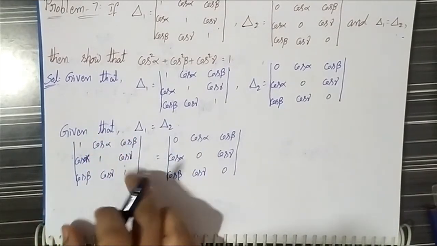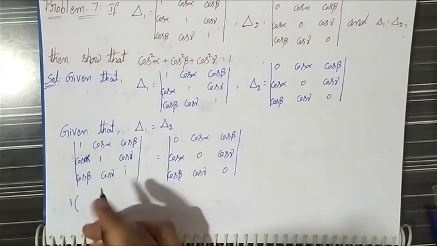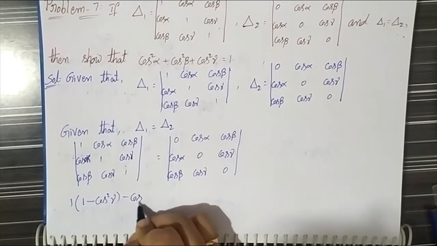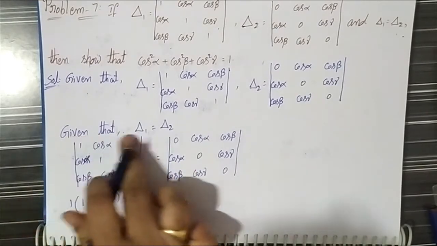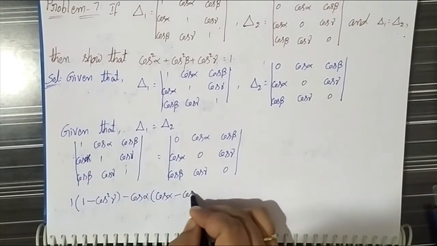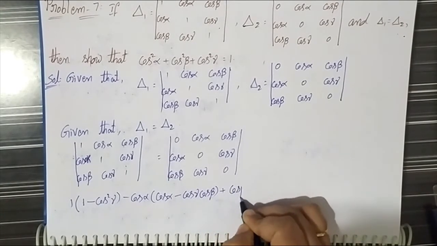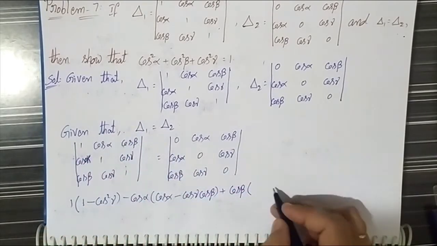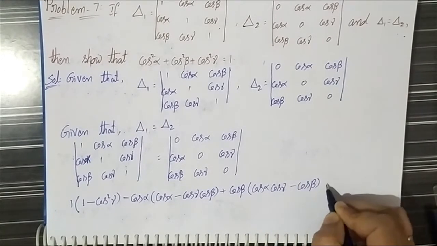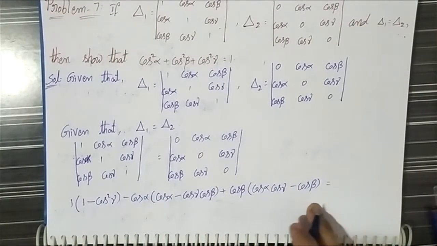We expand the determinant by using the first row, that is 1 into (1 minus cos square gamma), minus cos alpha into (cos alpha minus cos gamma into cos beta), plus cos beta into (cos alpha cos gamma minus cos beta). This is the LHS value.